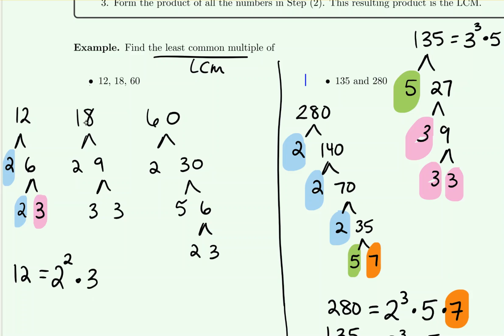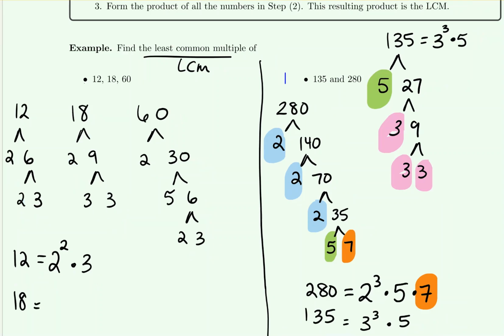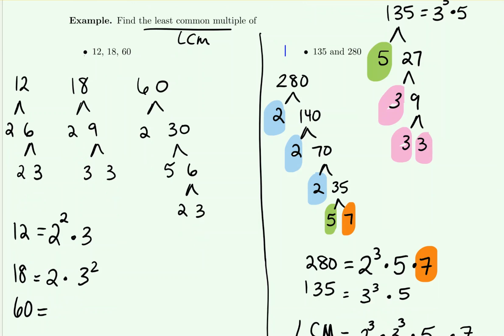Next, we'd write the prime factorization for 18. So here we've got 2 occurring once, times here we've got 3 squared because it occurs 2 times. Next, we write the prime factorization for 60. 2 occurs twice. 3 occurs once. And then 5 occurs once as well. So these are the prime factorizations for 12, 18, and 60 individually.